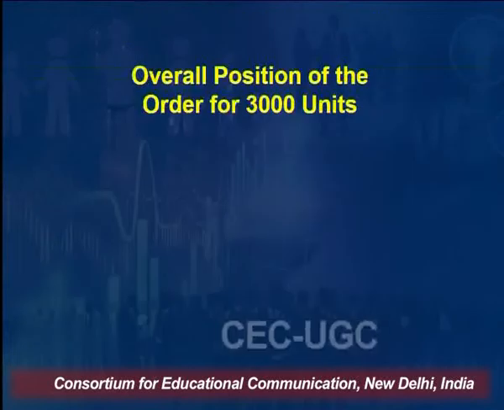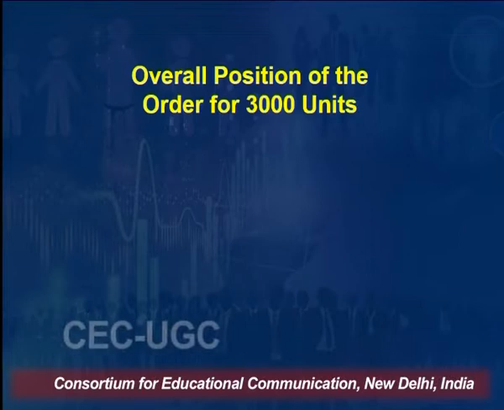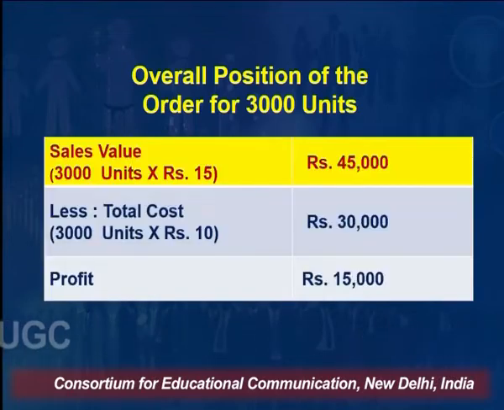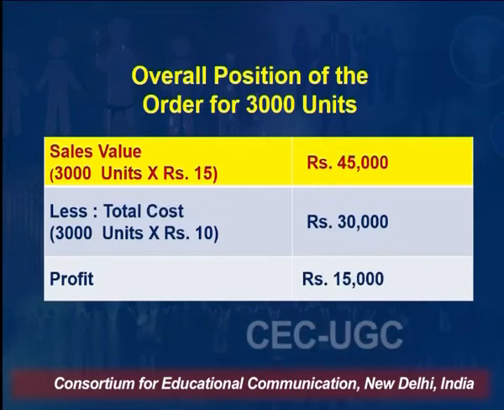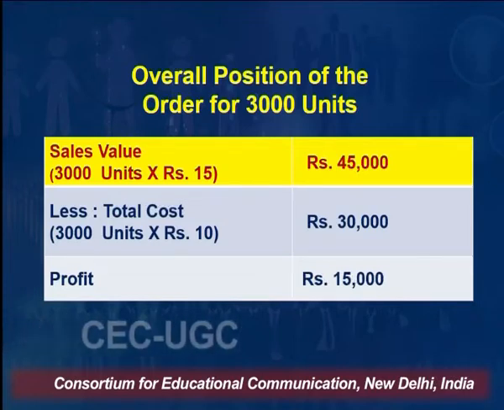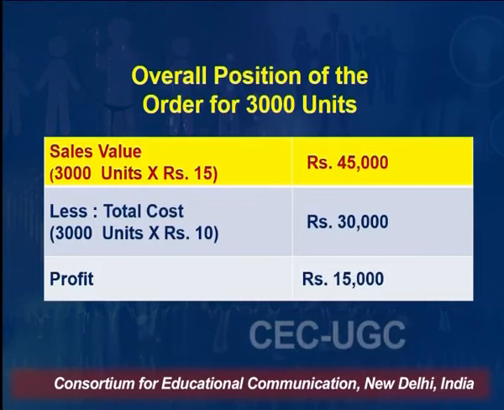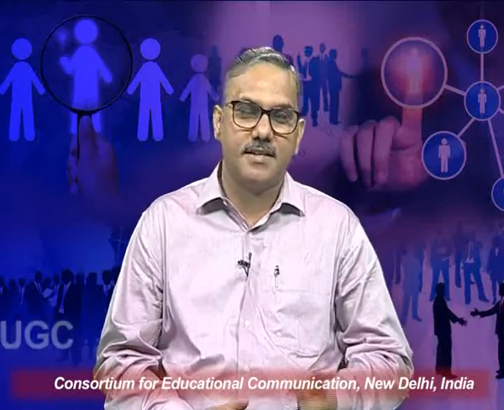Now to conclude, we have to compute the overall position of order for 3000 units. Very simple, 3000 units we have sold out. Selling price is 15 rupees per unit. This is 45,000 rupees is my revenue, and total cost is 10 rupees per unit. We have recently computed just before, when I was telling you how to calculate the total cost per unit. 3000 into 10, 30,000, and profit is 15,000. So this is the profit which is going to the financial accounting people, to the accounts department, that this is my profit. But the batch costing was done for the entire batch.